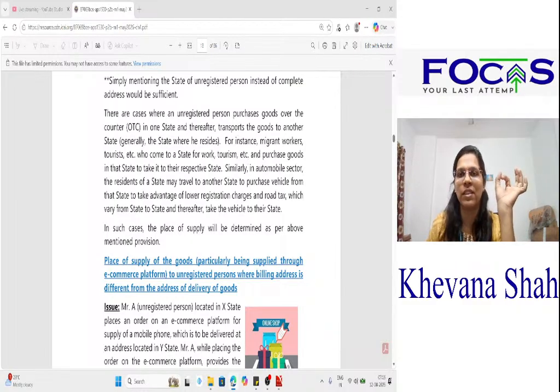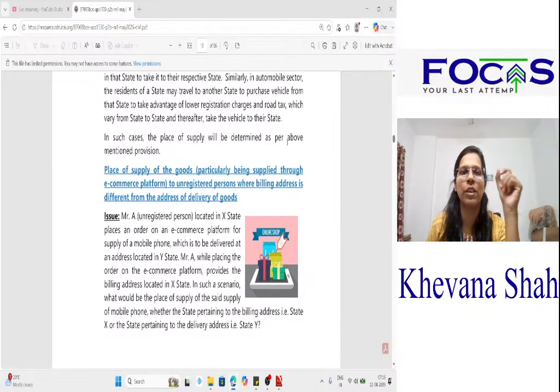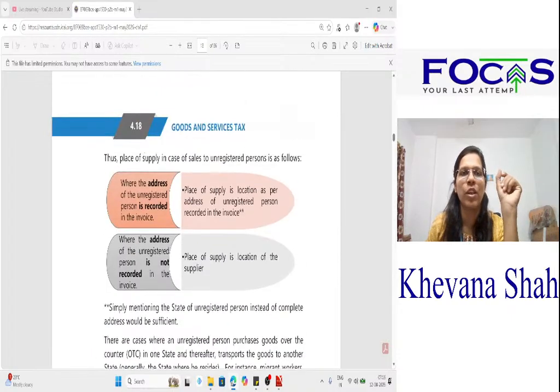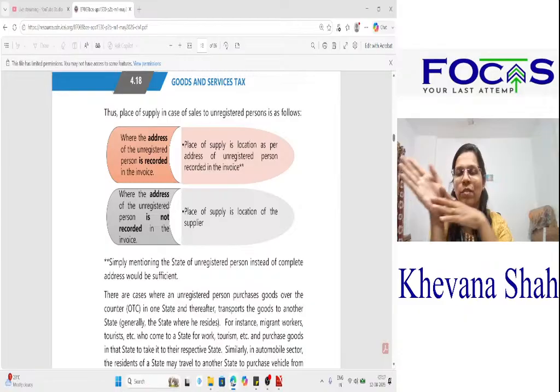So what this says is, in such cases, the place of supply will be determined as per the above mentioned provision. Place of supply of goods particularly being supplied. So here what will be the place of supply? If you are provided with an invoice and in that invoice your address is written, then that will be taken as the place of supply.